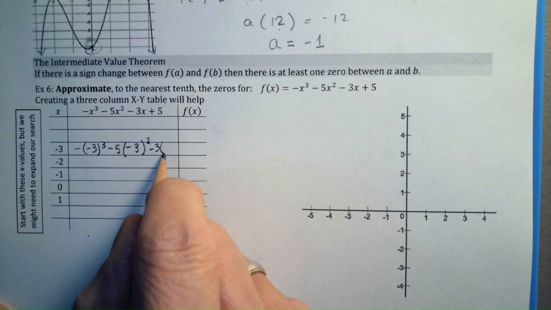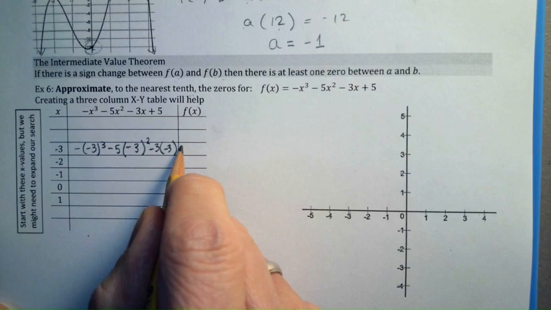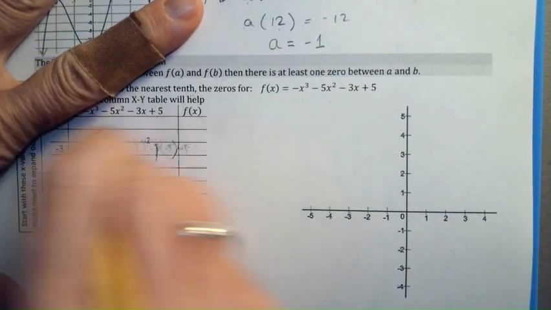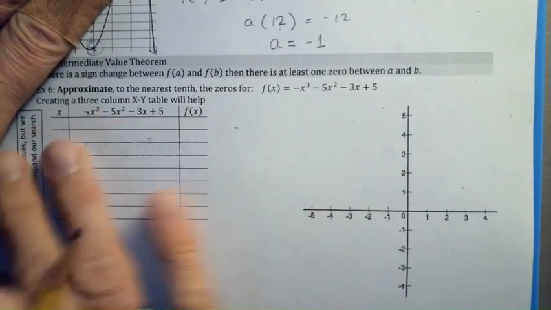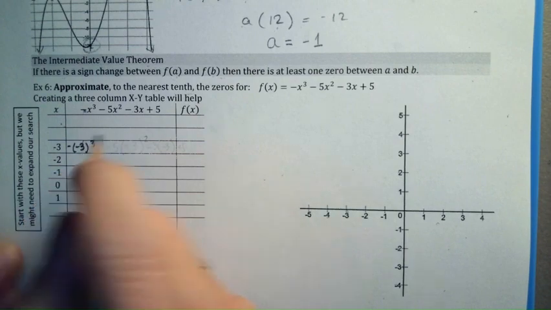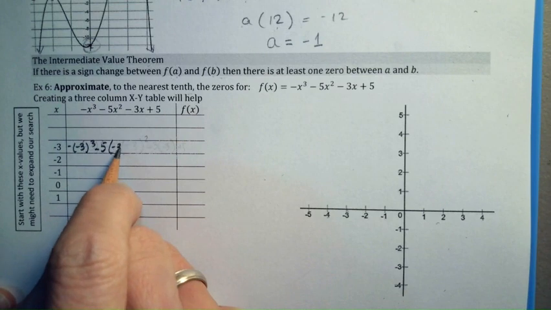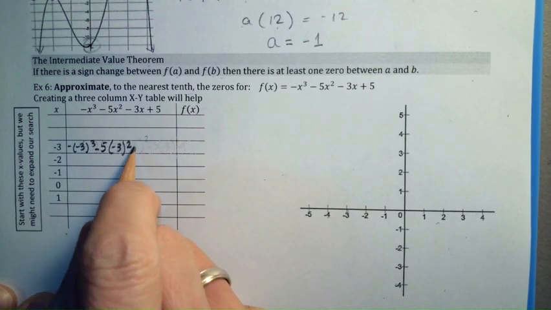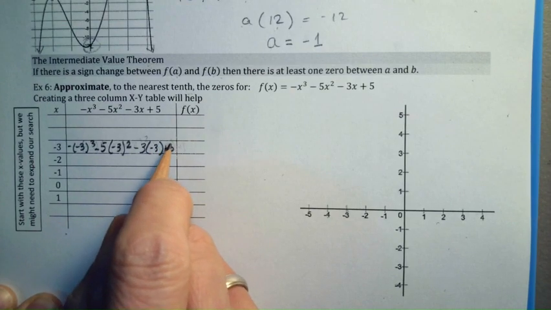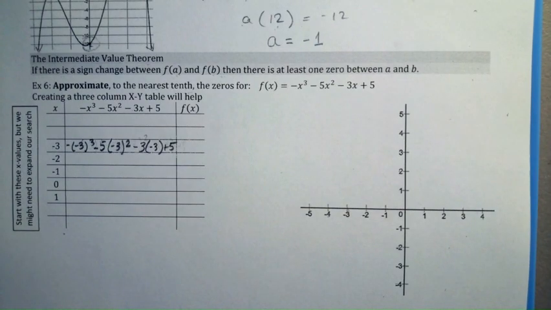Minus 3 times -3. I'm running out of room. I should have written a little bit smaller here. Plus 5. Okay. Actually, let me rewrite that so it's smaller, because otherwise it's going to be confusing. All right. So we have negative of a -3 cubed, and then minus 5 times -3 squared, minus 3 times -3 plus 5. So you're going to type that into your calculator. Let me type it in and show you what I mean.